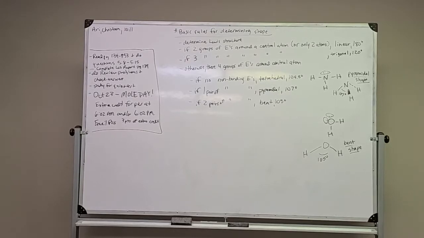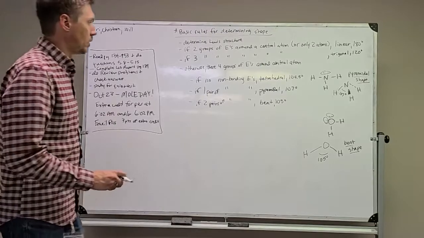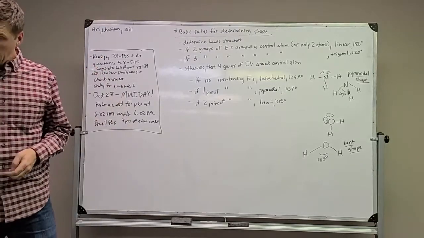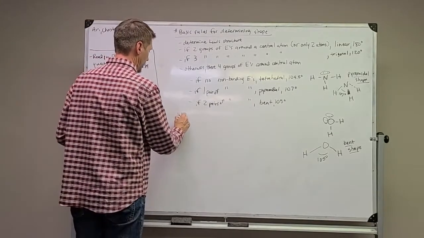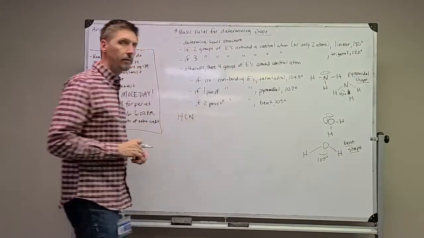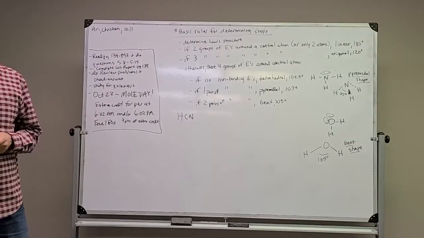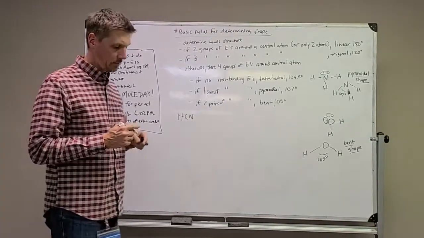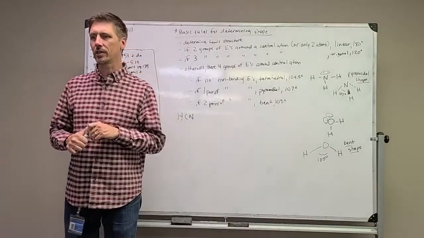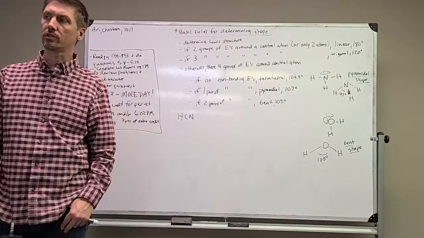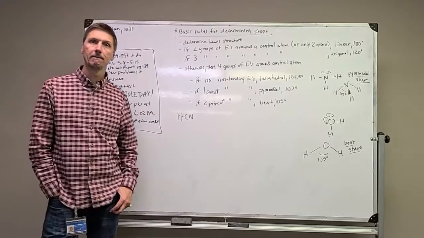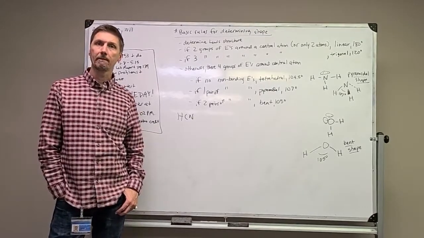All right, so we have an example on page 147. It says, what is the shape of HCN? The first thing, we've got 3 atoms, so we're going to have something that functions as the central atom. How do we figure out which one's our central atom? What was our rule for that?